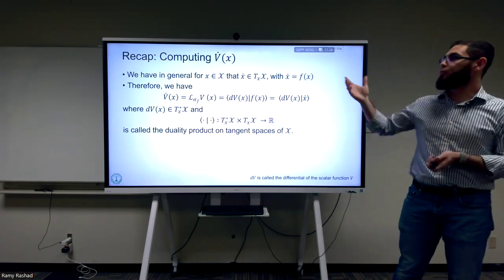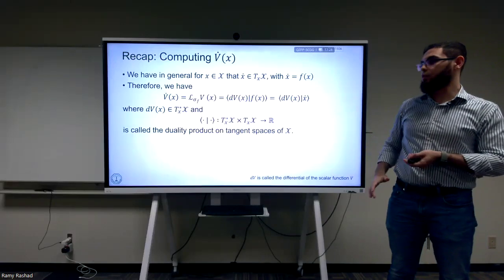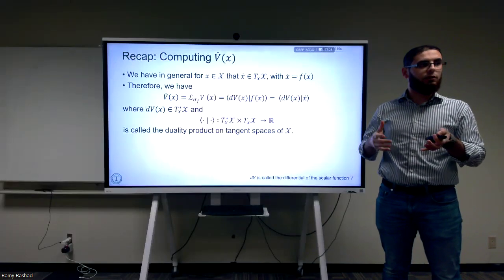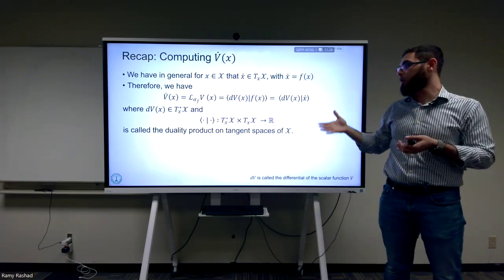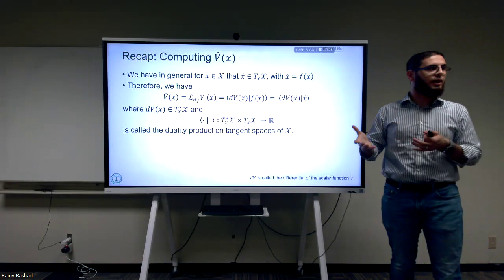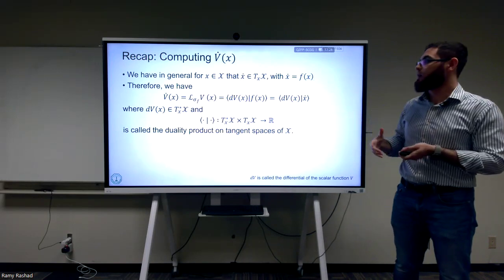We said, how do we compute V dot? We said that in general we have this geometric formulation, which is more than what we need. Okay, at least if you only talk about R^n, you've probably never seen this before. But today we're going to be seeing that when we start looking at a manifold, we do need this extra piece of information.